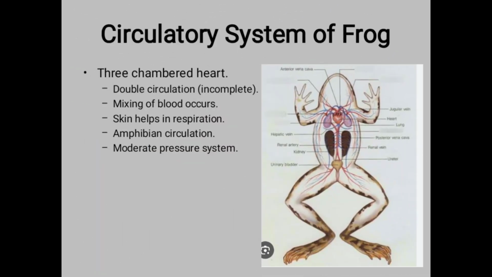Now I will tell you that if an animal has a three-chambered heart, that animal has incomplete circulation. Like here you can see the frog has a three-chambered heart. You can also see the diagram. Now mixing of blood occurs here, and not the gas exchange, because it is incomplete circulation.